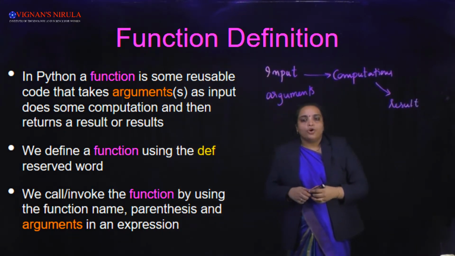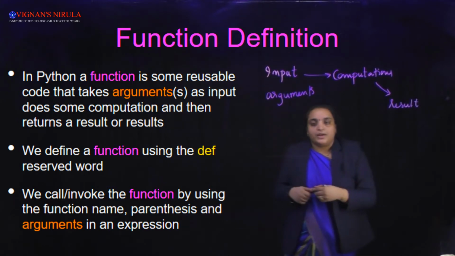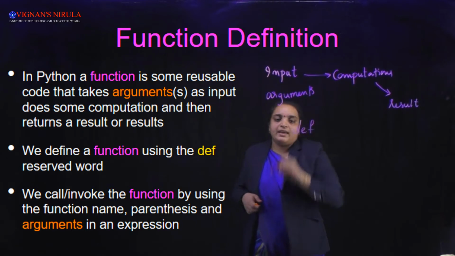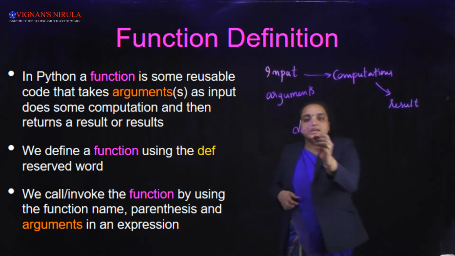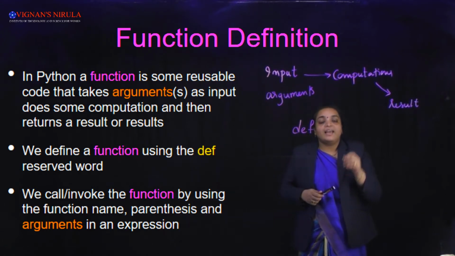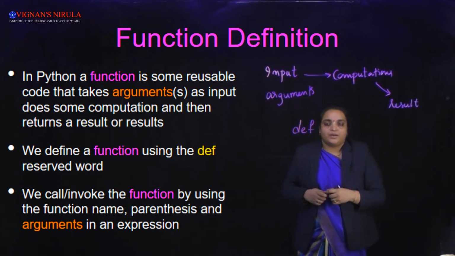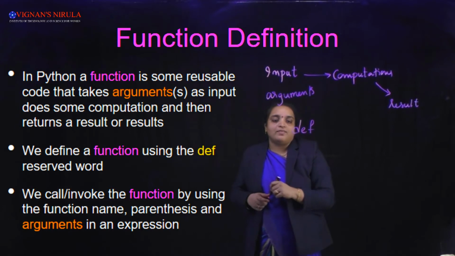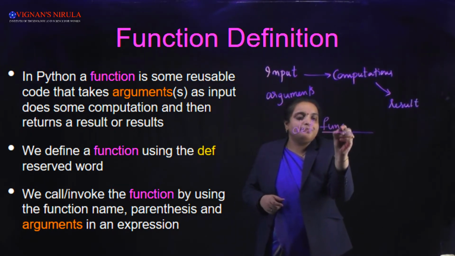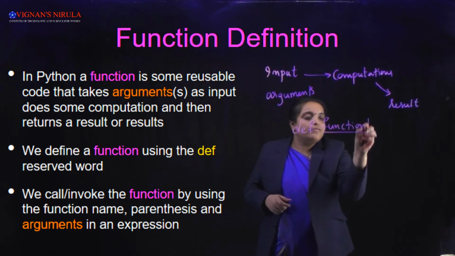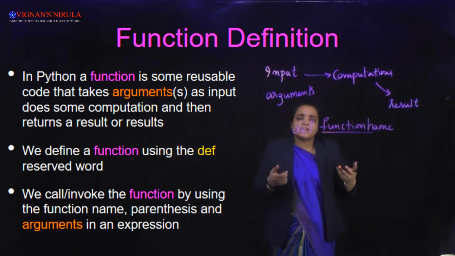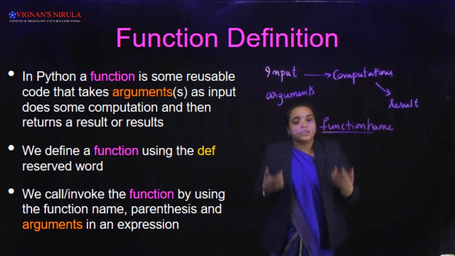Okay, so how do you define a function? You define a function by using the keyword called def. This def is the keyword which is used to define any function in Python programming. After that, you have to give the function name. That is your user defined function name. Whatever name you want to give, you can give that name.